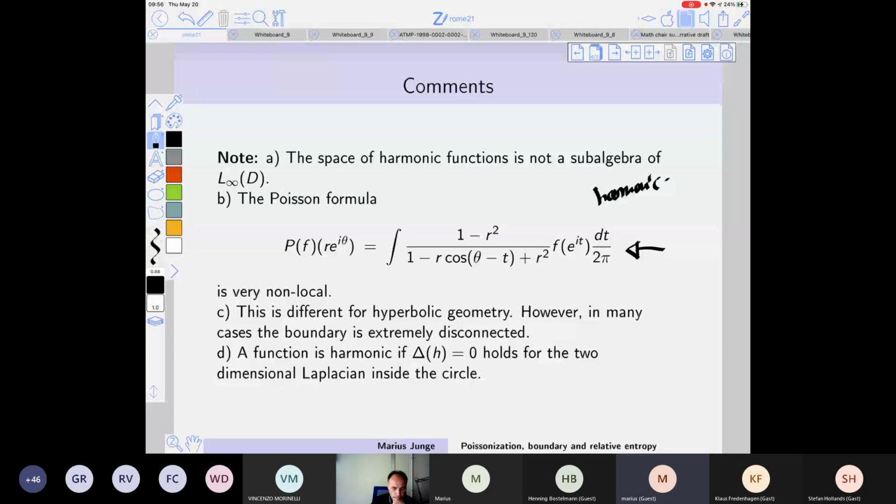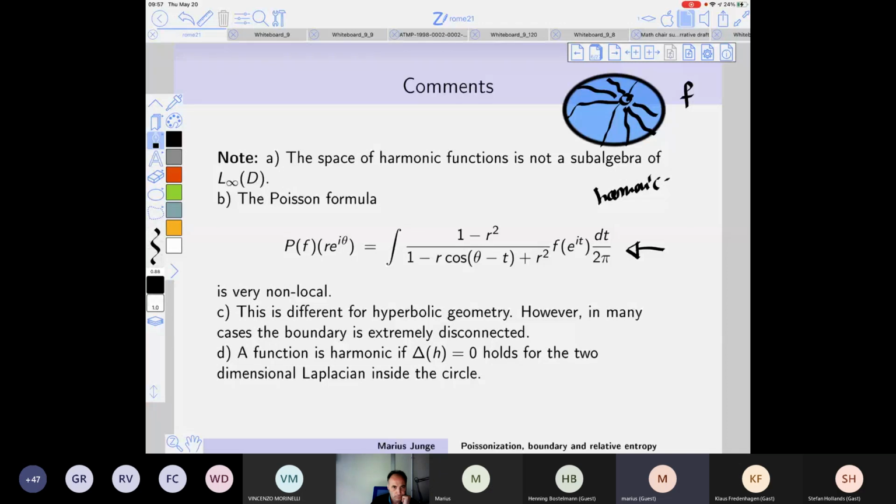If you look at the formula for the harmonic extension, with the theta minus t, and you want to know the value of the function inside, given your function on the boundary, you all know this has to do with Brownian motion. You really have to know all the values on all the boundary points in order to get this value. And this procedure in principle is very non-local, right?